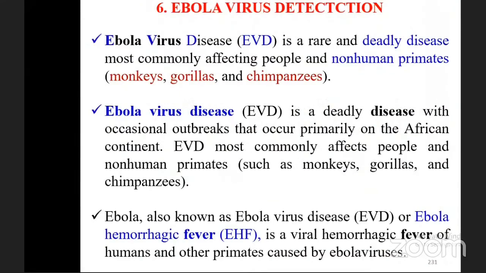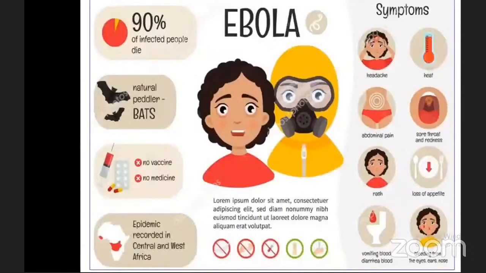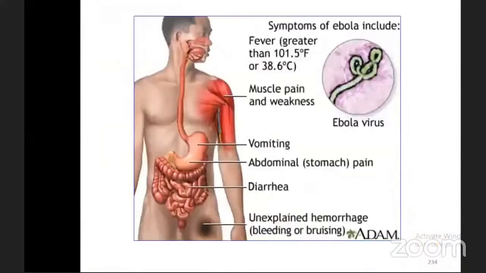And the last database application is Ebola virus prediction detection. Here also I have used CNN and RNN model. These are the symptoms, and 90% of infected people die once Ebola virus attacks. And these are the symptoms like headache and vomiting, abdominal pain, diarrhea, muscle pain, etc.